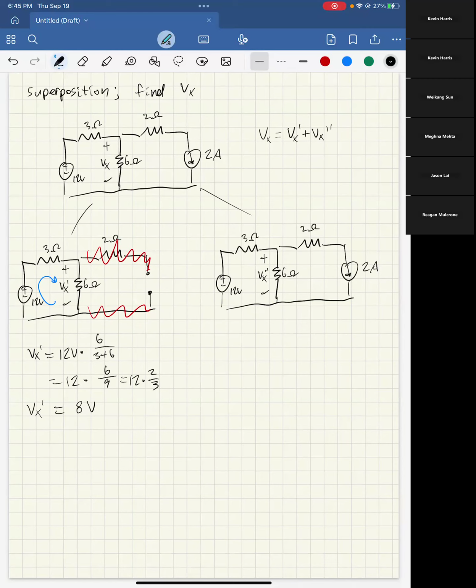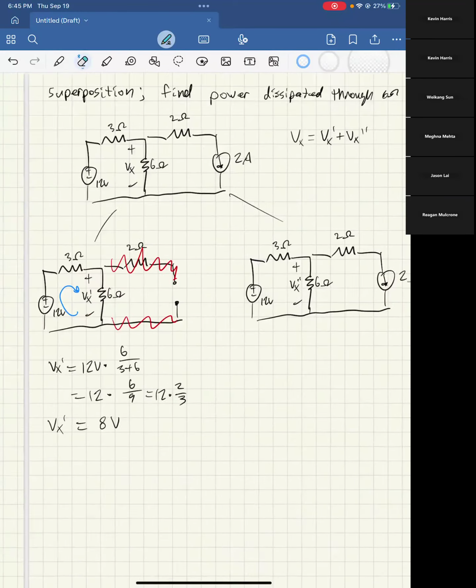Oh, okay, wait, sorry. This will actually make the question a bit better. Find power dissipated by the 6 ohm using superposition. So we have the voltage there, and then we can do the same thing on the other side.